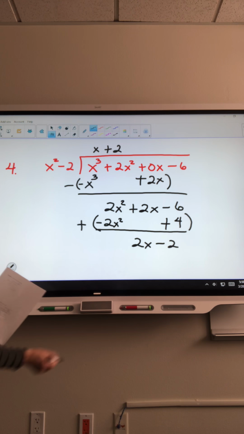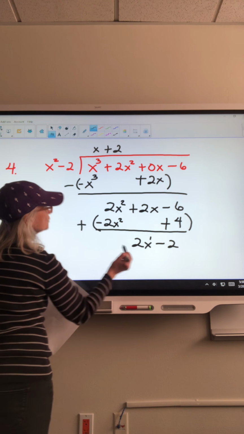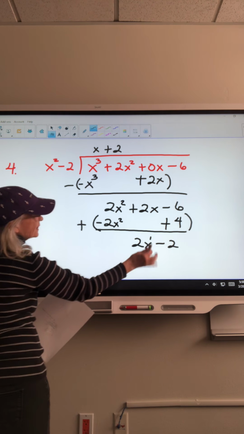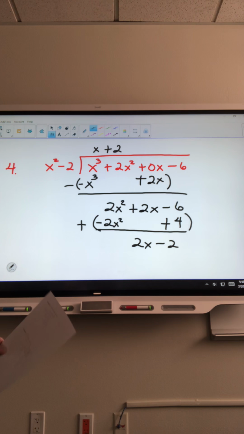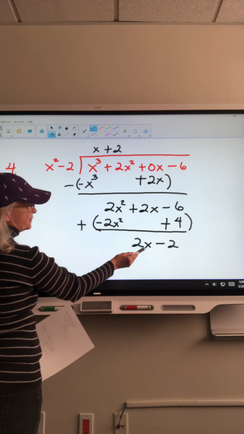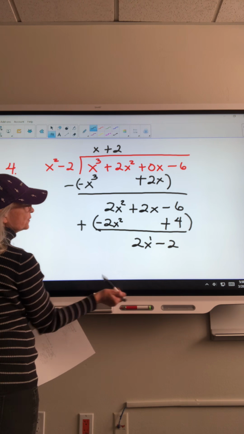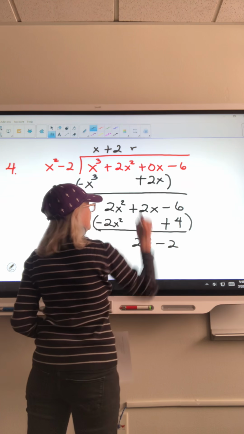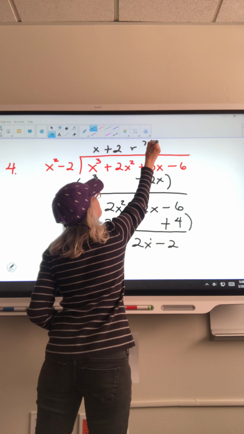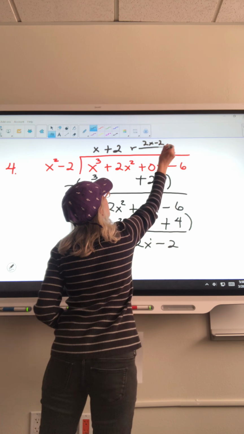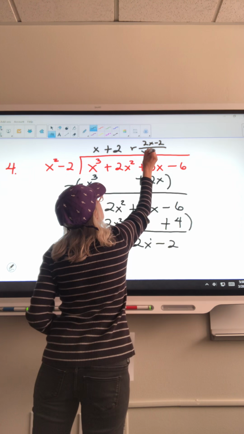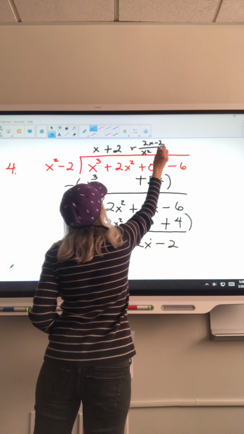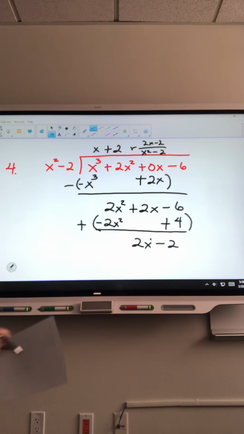it has this x, has an exponent of 1, this exponent is 2, so this is less than that. So that's like a clue telling us that you're finished, there's nothing else to divide, because this is a smaller exponent. Okay, so that means our remainder is 2x minus 2 over x squared minus 2. I wrote that as low. And that is it. Okay.